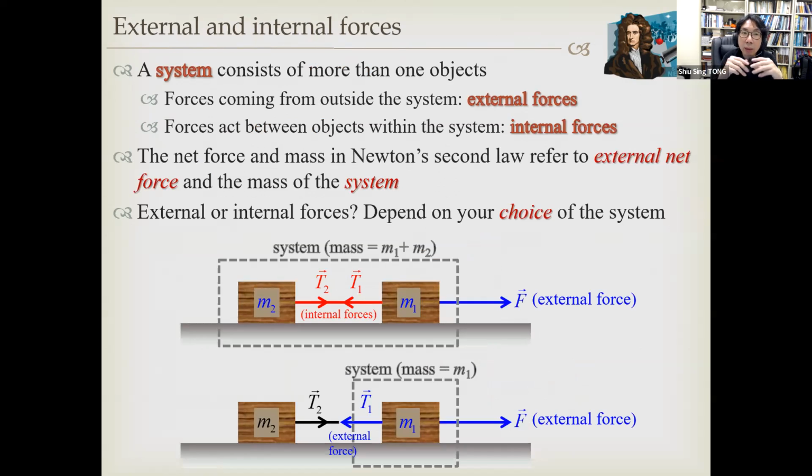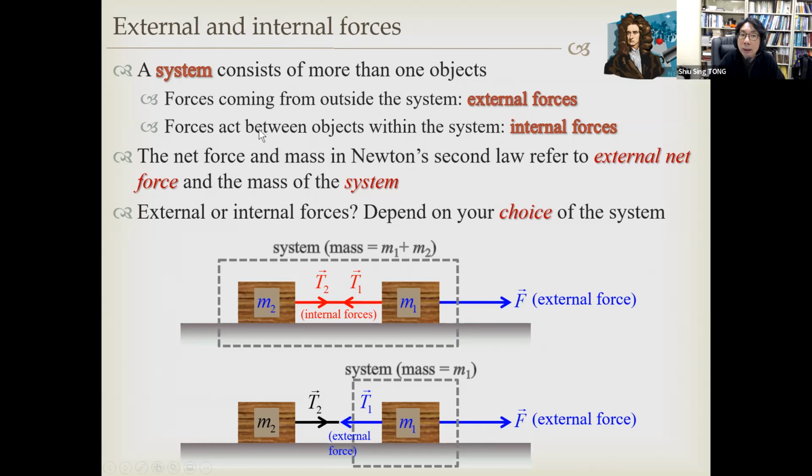Now we have a system. We have external or internal force. These are words commonly used in physics. Sometimes we call a force an external force, and sometimes an internal force. How do we define it? To define what is internal and what is external force, we first have to define a system. A system may consist of one or more objects.